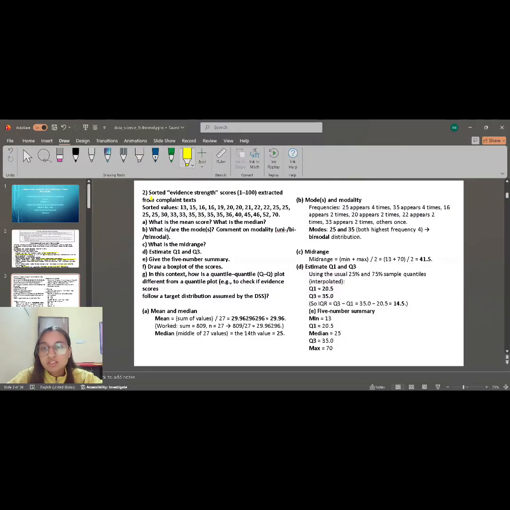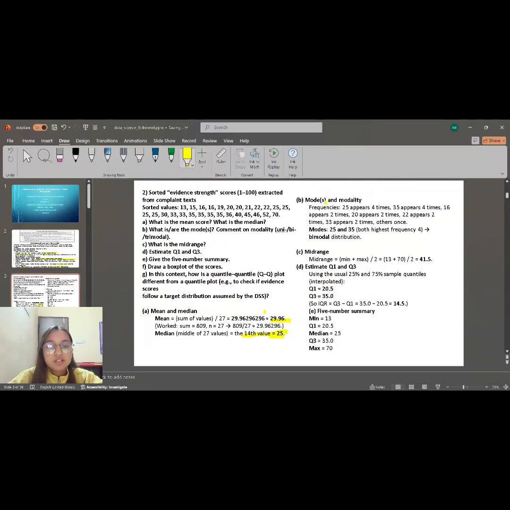The second question is about sorted evidence strength scores from 1 to 100 extracted from complaint text. This is the score of the students. We have to find all of these from this data. First, we will find mean and median. Mean is the sum of values upon 27, that is the number of elements in this. After solving, we get 29.76 as mean. Median is the middle of 27 values, that is the 14th value. Here it is 25.